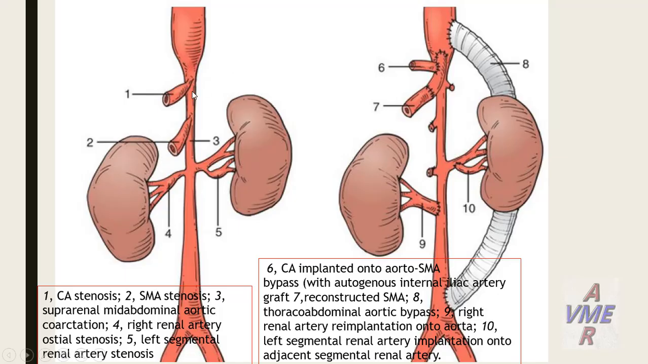So again, celiac trunk here became implanted into the conduit of internal iliac artery between the aorta and the superior mesenteric artery. Superior mesenteric artery stenosis was treated by the bypass between the aorta and the superior mesenteric artery using internal iliac artery conduit. Stenosis in the renal artery has been treated. The right one is re-implanted into the aorta, and the left segmental renal artery is implanted into the left renal artery proper. And this is the thoraco-abdominal aortic bypass, the type is BCFE, with tunneling behind the left kidney.